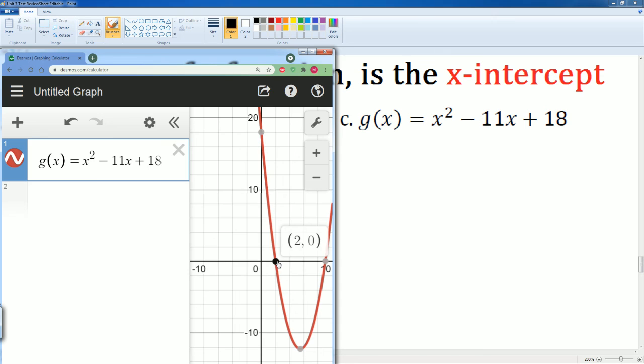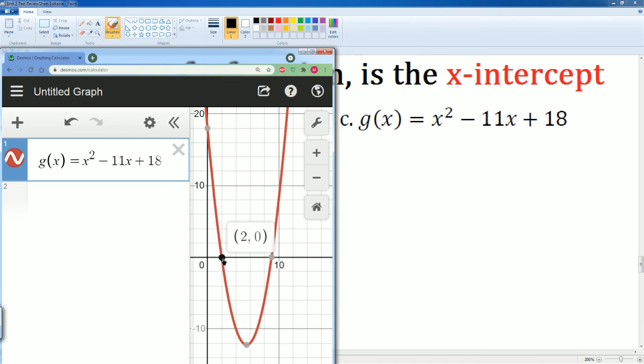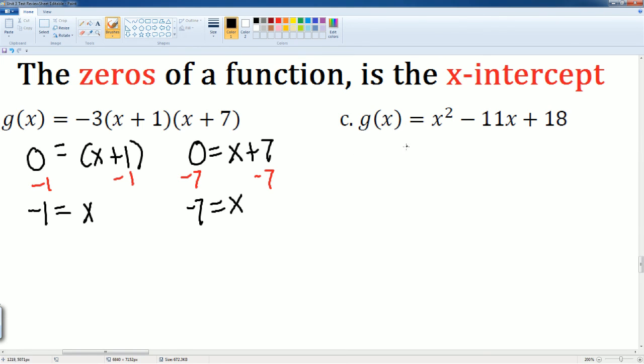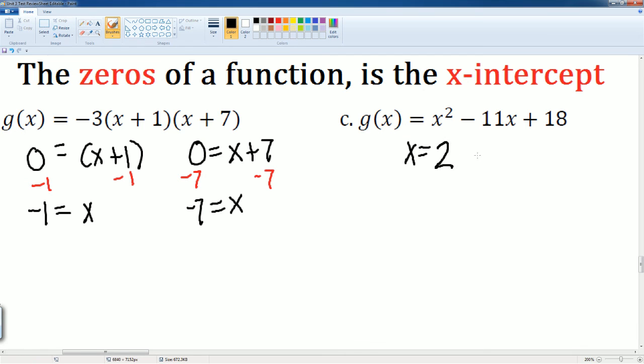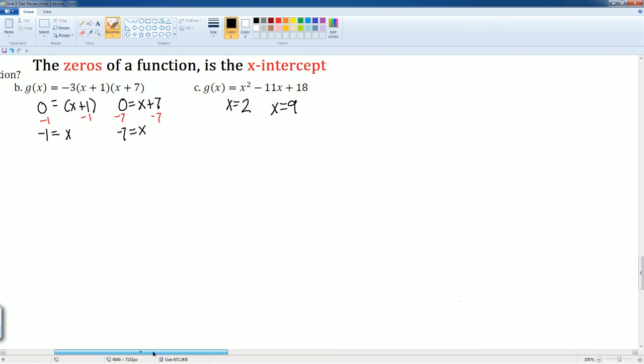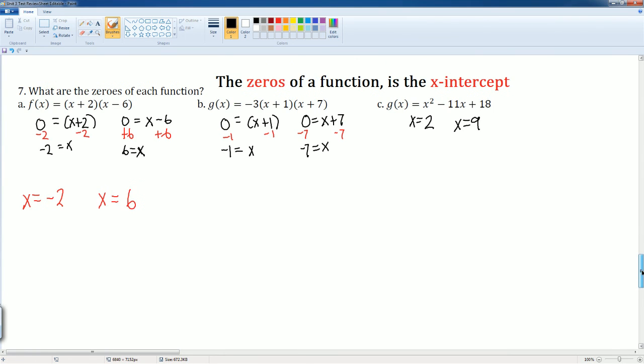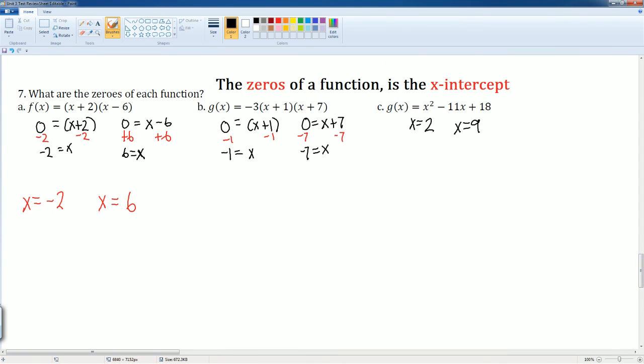Here you will see that the solutions are at 2, 0 and 9, 0. So those are where the zeros are. x is equal to 2 and x is equal to 9. Those are your zeros of the function. So there you go. Those are the zeros of the functions for number 7.